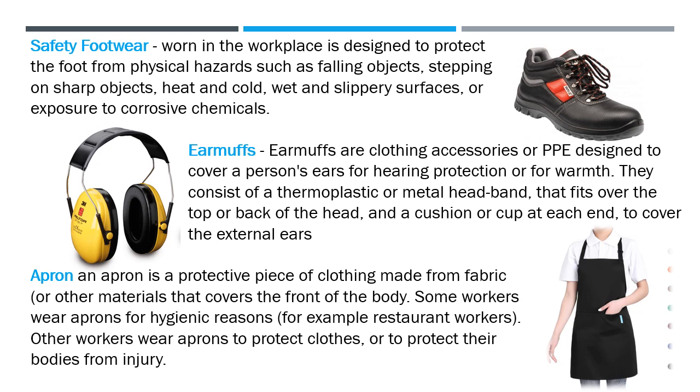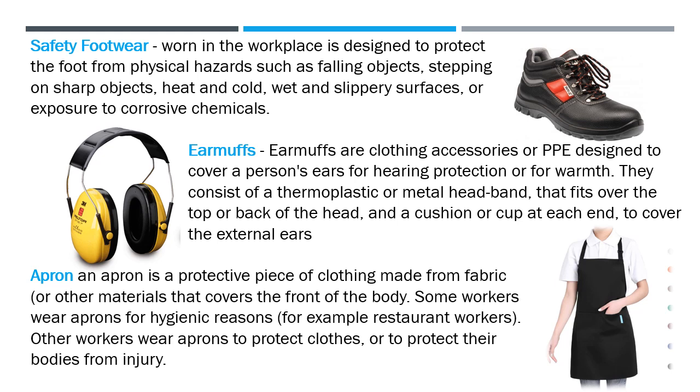Earmuffs. Earmuffs are clothing accessories or PPE designed to cover a person's ears for hearing protection or for warmth. They consist of a thermoplastic or metal headband that fits over the top or back of the head, and a cushion or cup at each end to cover the external ears.